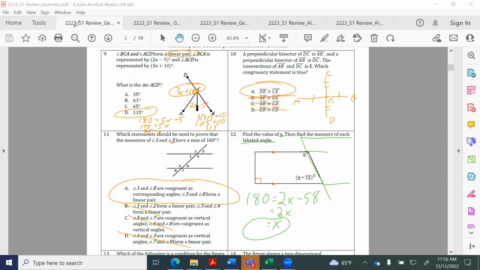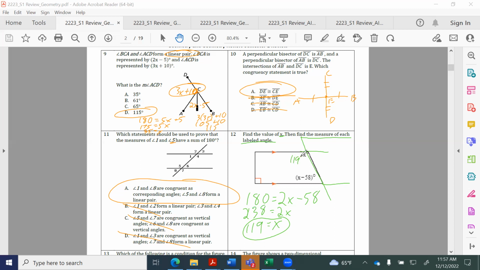So let's go back to this. So we added 58. So if you add 58, that's going to be 238. 238 divided by 2 would be 119, right? Is that right? Don't disagree with me. I'm trying to check my work. You good now? Yeah. All right. So let's try this again. So x is 119. So this angle up here is 119.